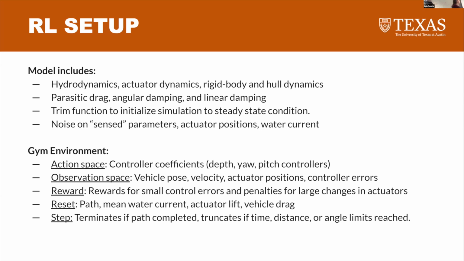And then our gym environment: our action space is the controller coefficients themselves. And then the observation space is all of the states of the vehicle as well as the controller errors that we're trying to minimize. And so it gets rewards for minimizing those errors and also penalties for large actuator motion. And then to reset, we're varying the water speed, the path that it's following, and then the lift and drag coefficients. And then it will terminate if it reaches a high pitch or roll angle, or if it reaches max time.